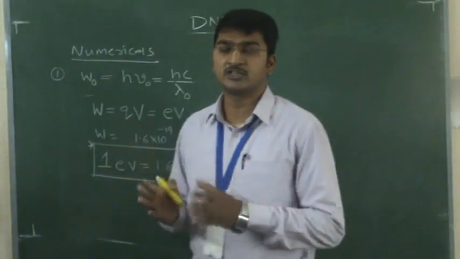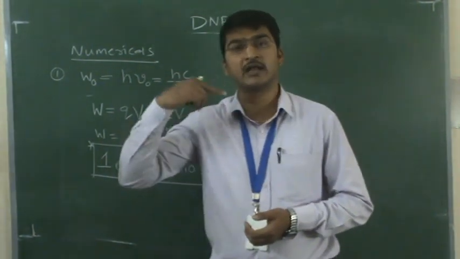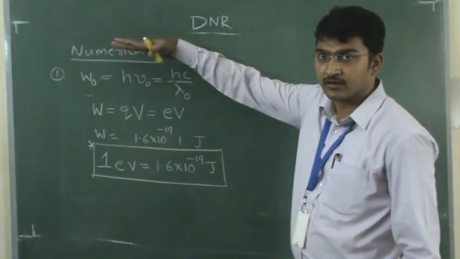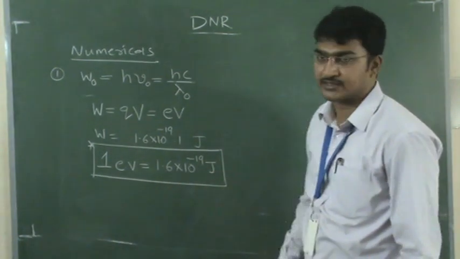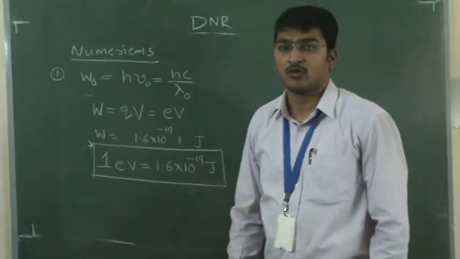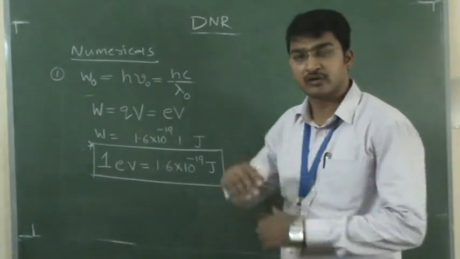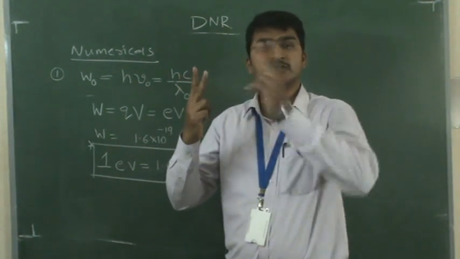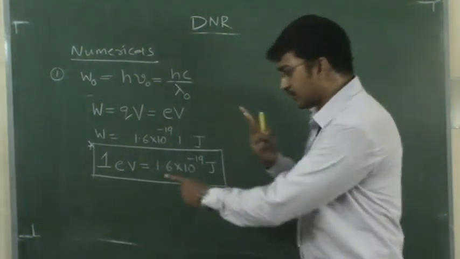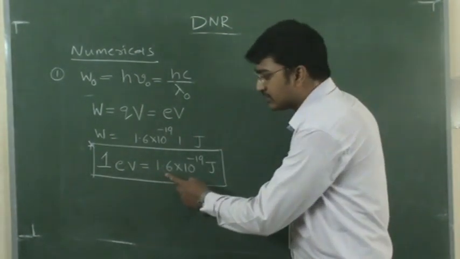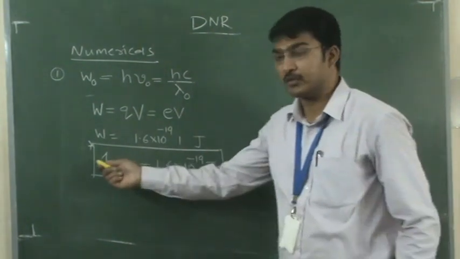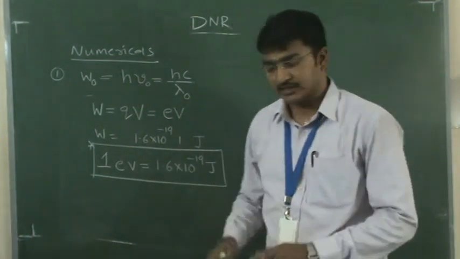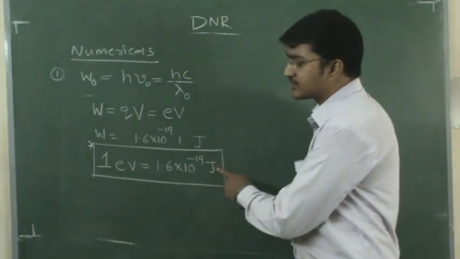If they give the energy in joules, how to convert into electron volts? Divide the work done given in joules with 1.6 into 10 to the power of minus 19, and it will convert into electron volts. If they give it in electron volts, how to convert into joules? If they give 2 electron volts of energy, 1 electron volt is nothing but this many joules, so that is 2 into 1.6 into 10 to the power of minus 19. Remember, it is very important for this topic. So 1 electron volt of energy is nothing but 1.6 into 10 to the power of minus 19 joules of energy.